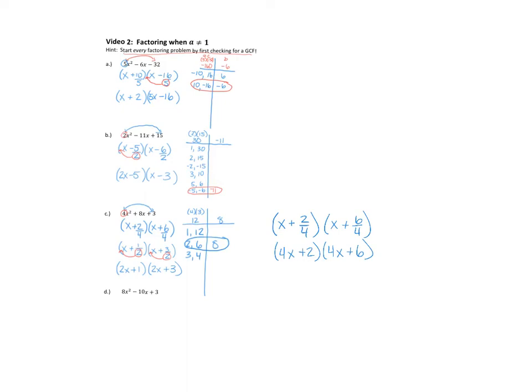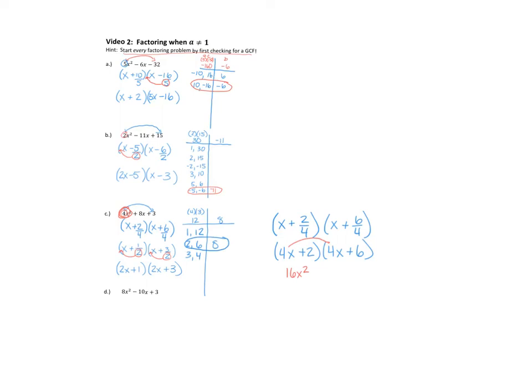And in fact, if you were to try to FOIL this back together to see if you were correct, you'd see 4x times 4x gives me 16x squared, which is way too large for my original problem, because my original problem was only a 4x squared. So if you don't reduce your fractions, you'll end up with extra constants in your trinomial that were not there originally, which will make your answer incorrect.